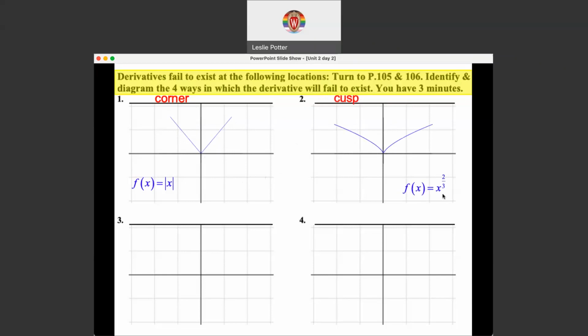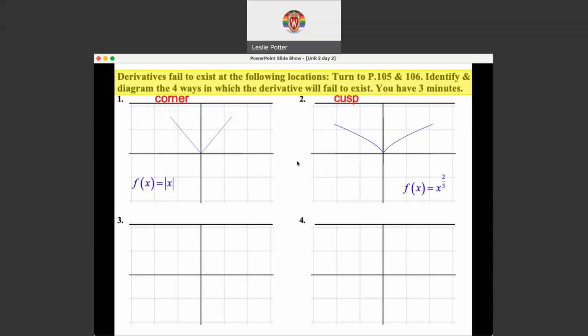So f of x equals x to the 2/3 power is this thing that's got this curve, and then it has a point just like the corner does, and then it goes into a different curve. So a lot of same characteristics here. We cannot define the derivative right at this location where this cusp is.